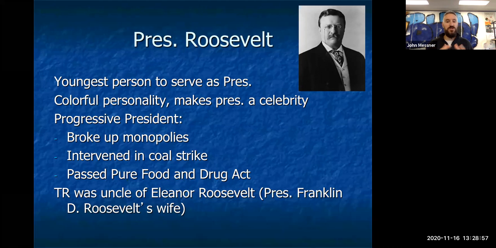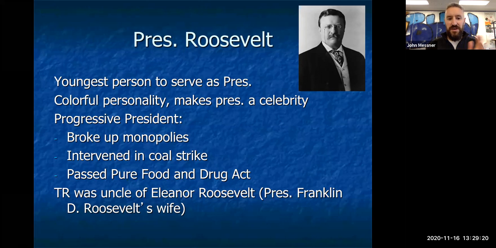And so he's a very strong figure, and on the international stage, very strong figure as well, looking outside of the United States. And he's been highly critiqued and criticized for what he does outside of our borders. But he has a profound impact there as well. So he's the youngest person to serve as president until JFK gets elected in 1960.